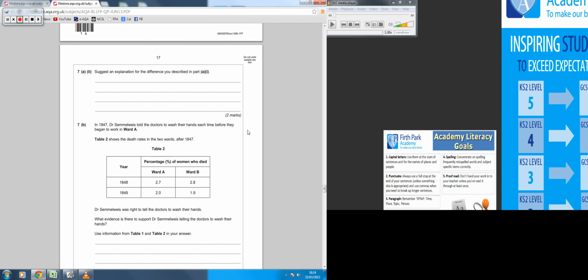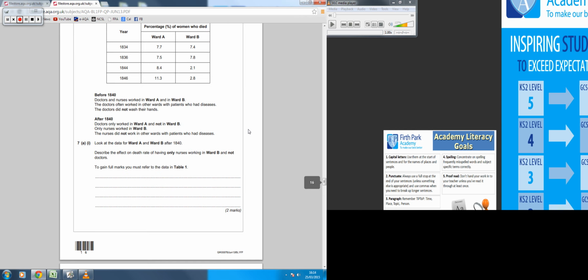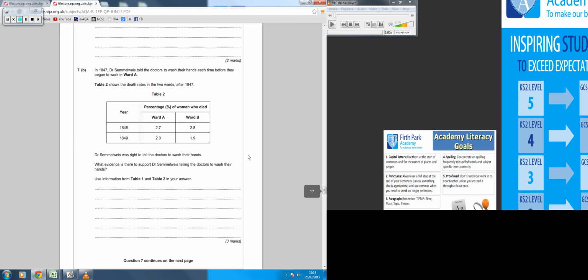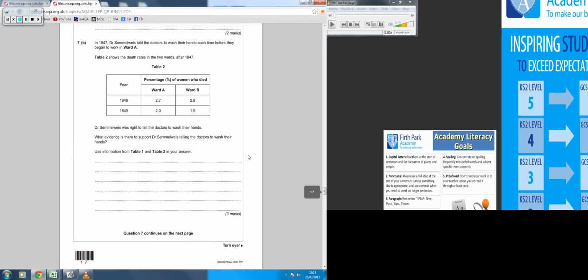Suggest an explanation for the difference. Now we're getting to some deeper thinking. Why did those numbers change? Think about your keywords from B1.3, which is the disease topic. Dr. Semmelweis told the doctors to wash their hands each time before they began to work on Ward A. Look at how the death rates have changed. There's a big change there.